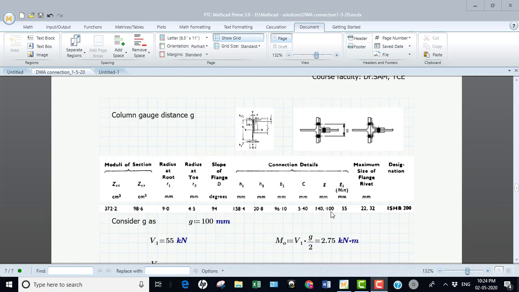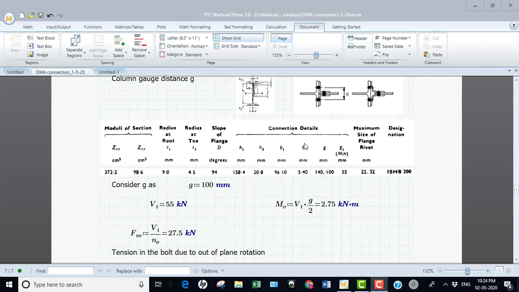For this problem, to reduce the eccentricity, I consider 100 mm. Therefore, I know what the shear is. Why is this 55? Since I equally divide the given shear into two groups. Therefore, the shear on one group and the corresponding moment is nothing but this shear force times half of the gauge distance to get the moment.